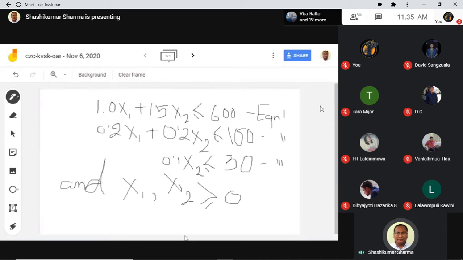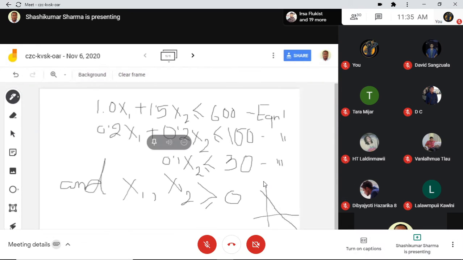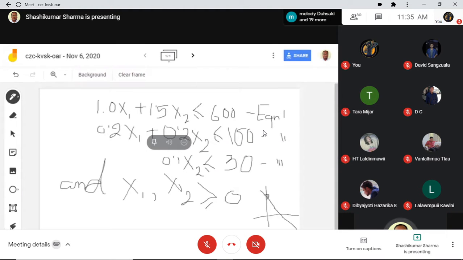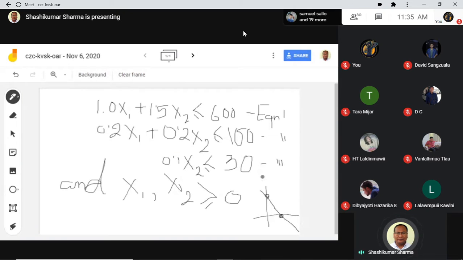Coordinates means, for example, I have a graph out here. When I need to draw a straight line, I need one point out here and another point out here, and when I join these two points, you get a straight line, right? So I need to find out these points, and these are called coordinates. Let us go for the first equation and find it out.